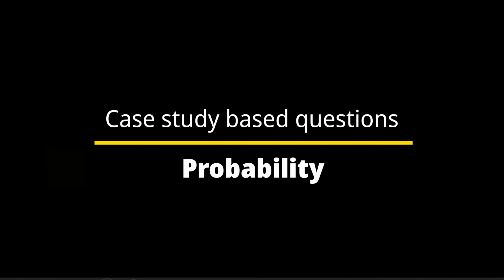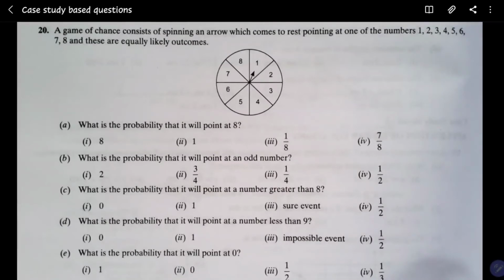In this video, we're going to discuss the case study based questions on probability chapter. I'll explain the concept needed while we solve some problems. Take a look at the first problem. Here we are seeing a spinning wheel in which 1 to 8 numbers are given. If you spin the wheel, the arrow mark will point to any 1 number.